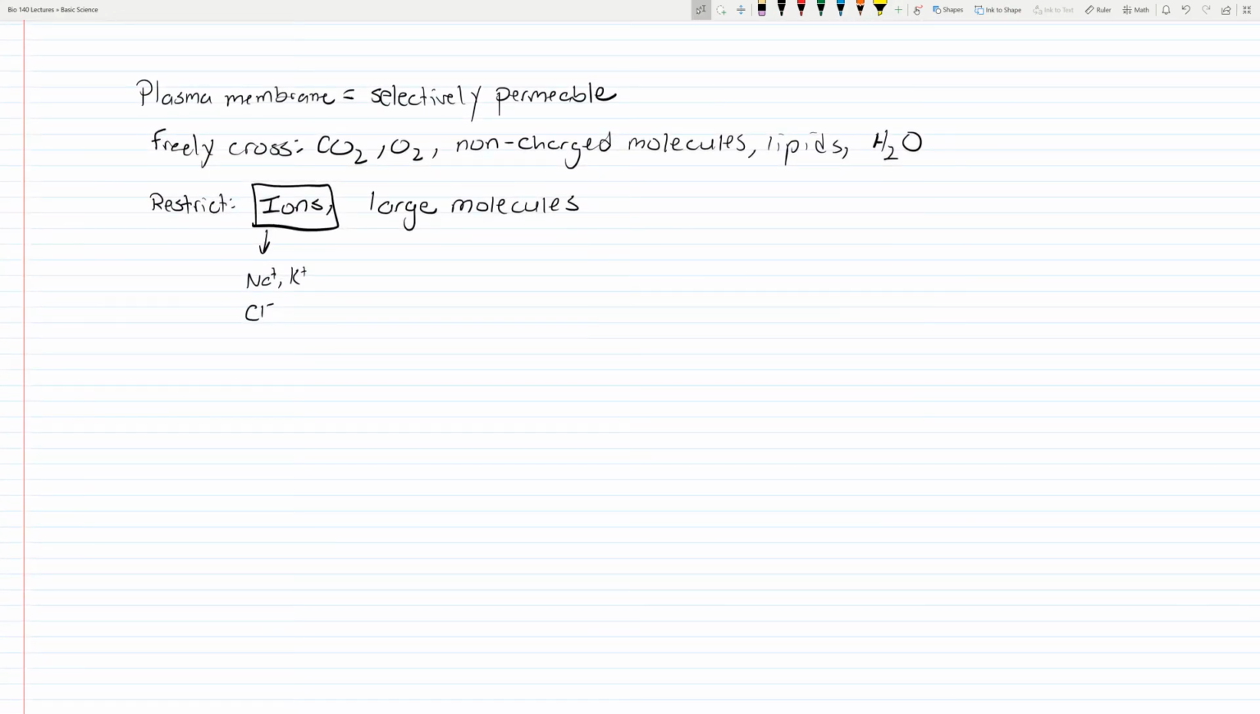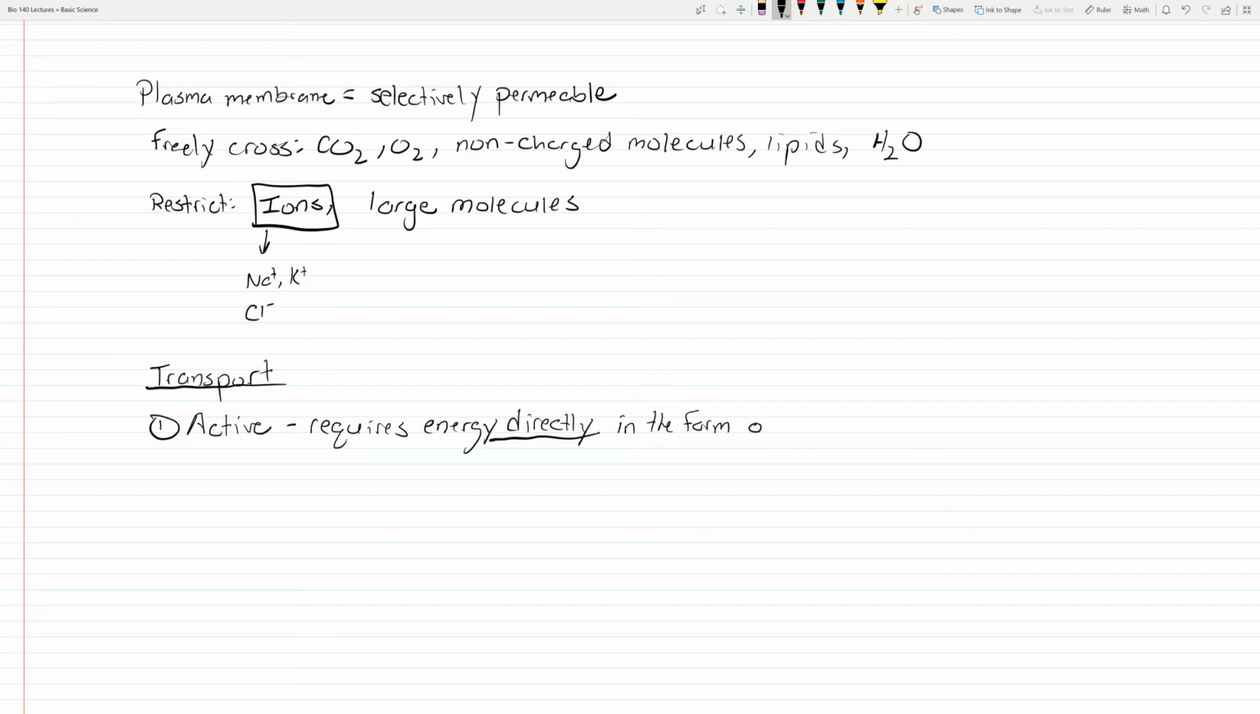Now, transport itself comes in two main types. The first one is active. What makes it active is that it requires energy directly in the form of ATP. You remember ATP is basically the human battery, so this is what we're going to start using ATP for.